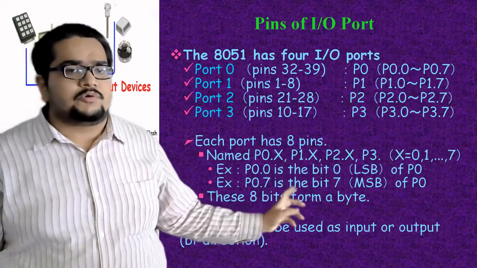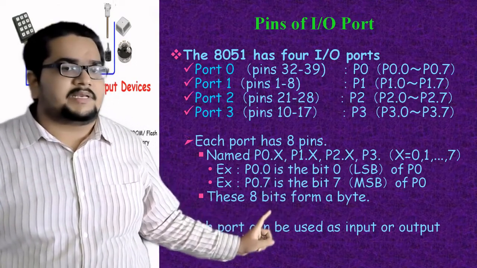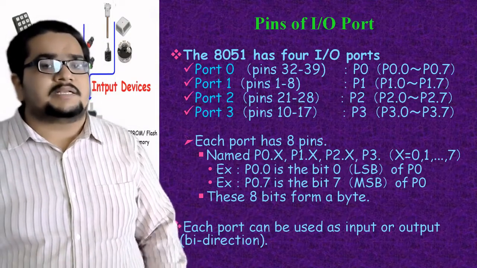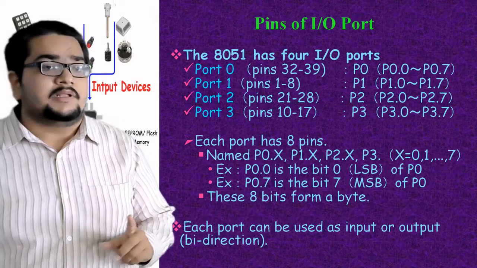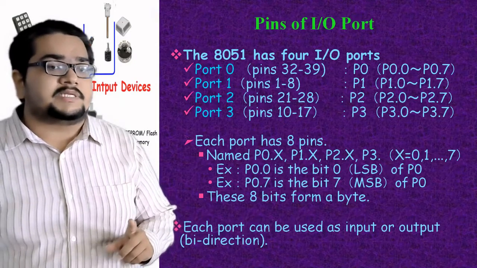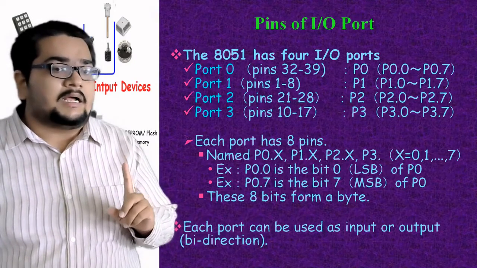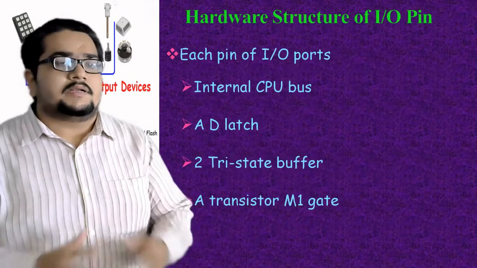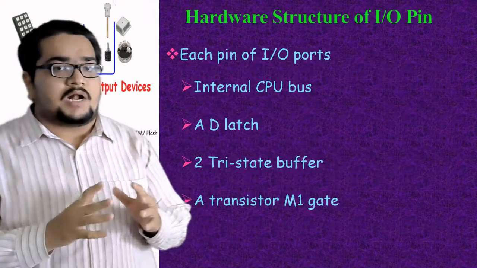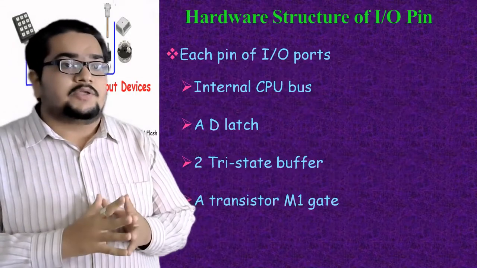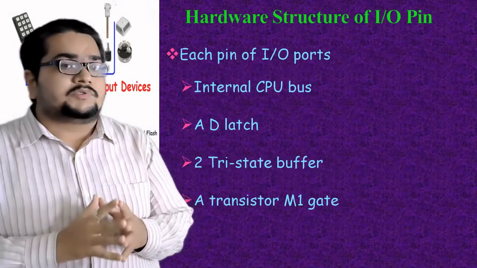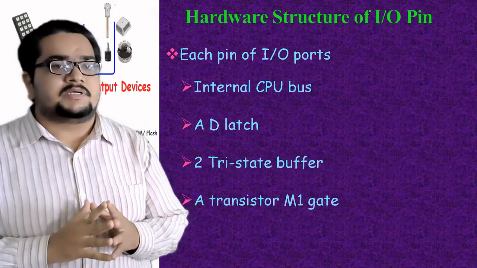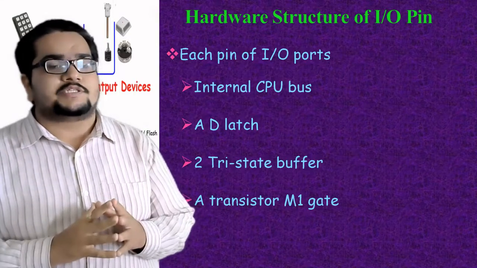Examples of how the naming goes on for these internal port pins are being given here. Each one of these pins is bidirectional and individually bit programmable. That means individually you can make a particular pin an input pin or output pin as required. Now we will check out the hardware structure inside these IO pins or IO ports. Specifically, we will check one pin only. Every pin will have the same type of hardware inside the 8051.